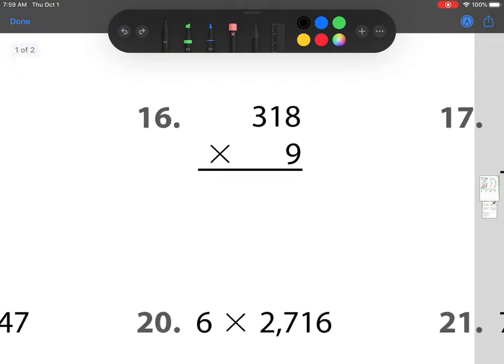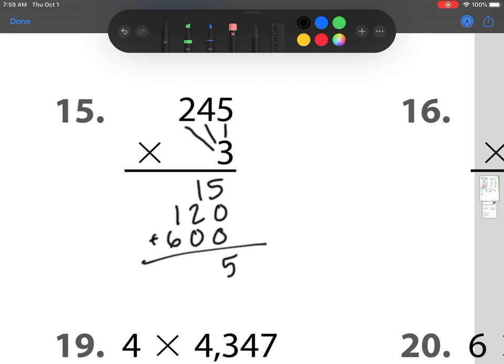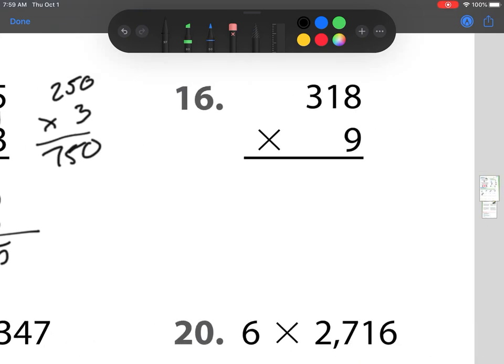Okay, number 15 now. 3 times 5 is 15, start at my tens place value. 3 times 4 is 12. And then last one, my hundreds place value, so 3 times 2 is 6. Add them up, and I get 735, which is close to 250 times 3 for 750.